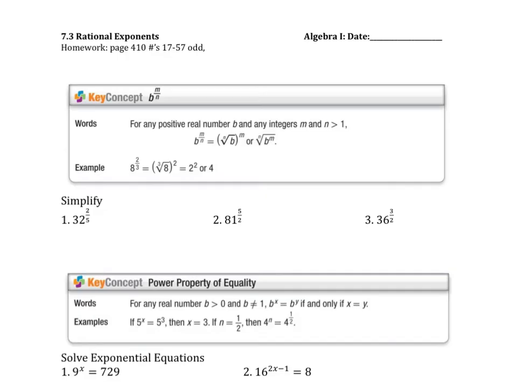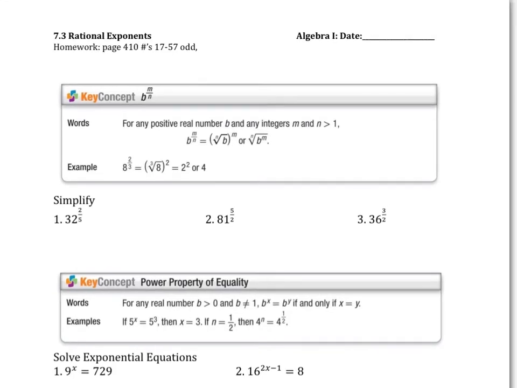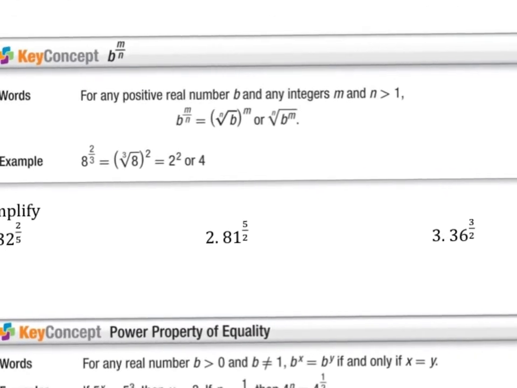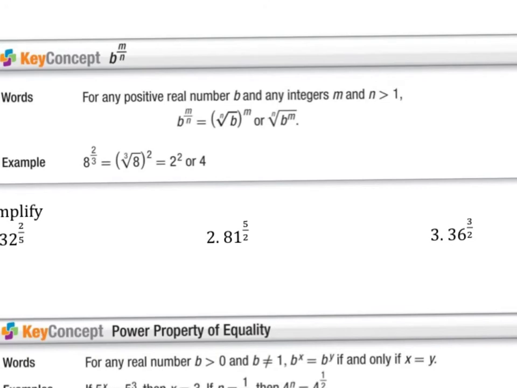Let's move on to our next key concept, which is b to a rational exponent when we don't have a 1 in the numerator. So if we look at the example they give us, we have b to the m over n. So if we have b to the m over n, then our n is going to be the root, and m is going to be what our exponent left over is. Okay, and so this is just another way to re-express that fraction.